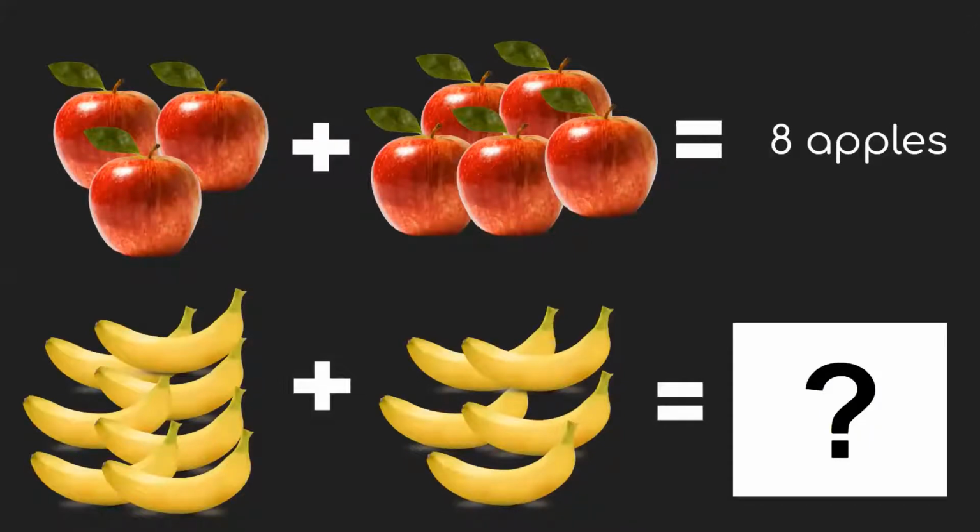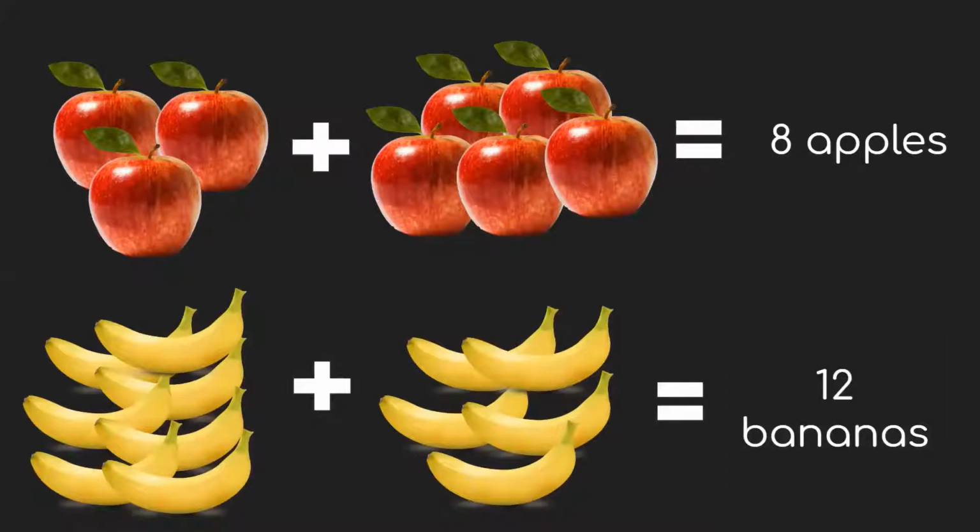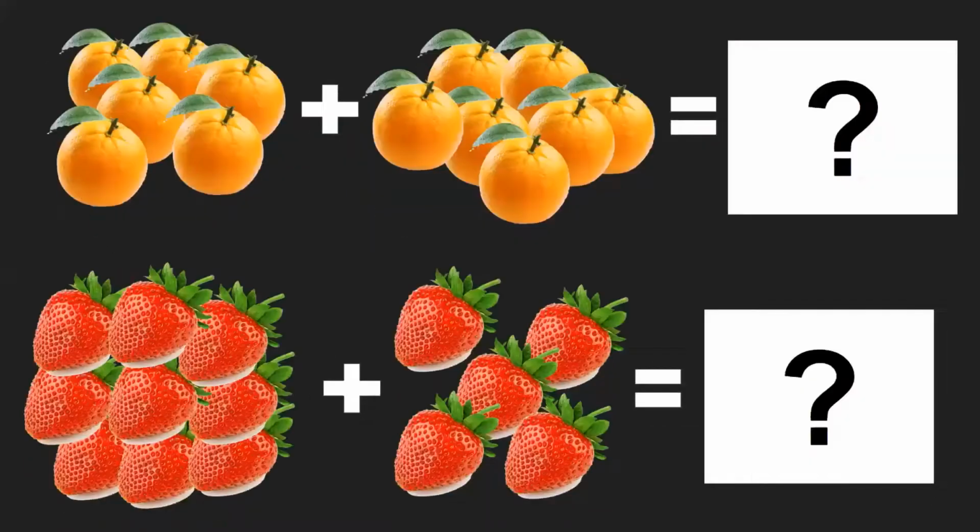Now we have 7 bananas, and then we have to add 5 bananas. How many bananas is that? That's 12 bananas. 2 more problems. Here we have oranges and strawberries. Take a moment now to maybe pause the video and then count and add up how many there are in total.